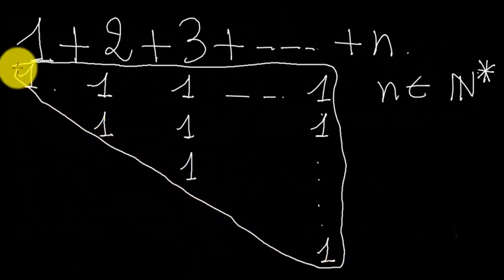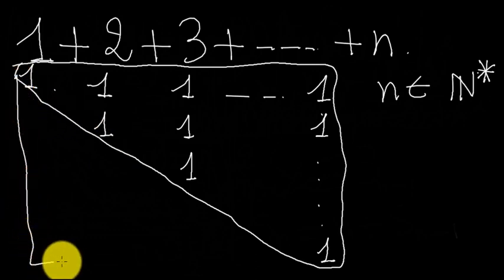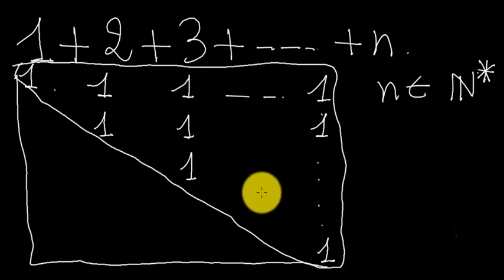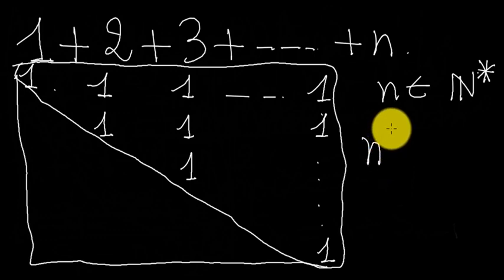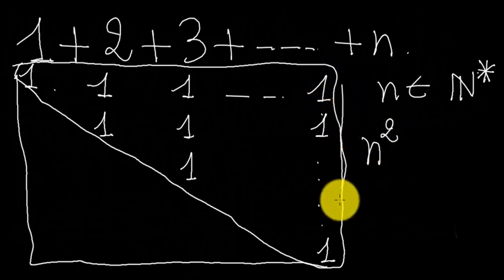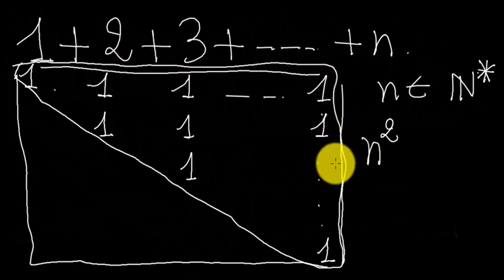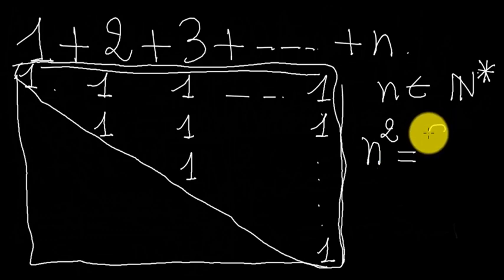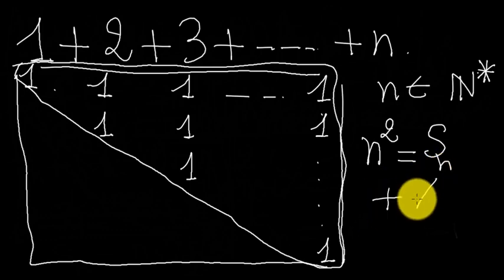So it is a triangle containing ones and which is a part of a square of which we already know the area, which is n squared, because there are n ones in the height and also n ones in the width. So it's height times width, which is n squared, and this n squared is equal to Sn, which is our sum from 1 until n.